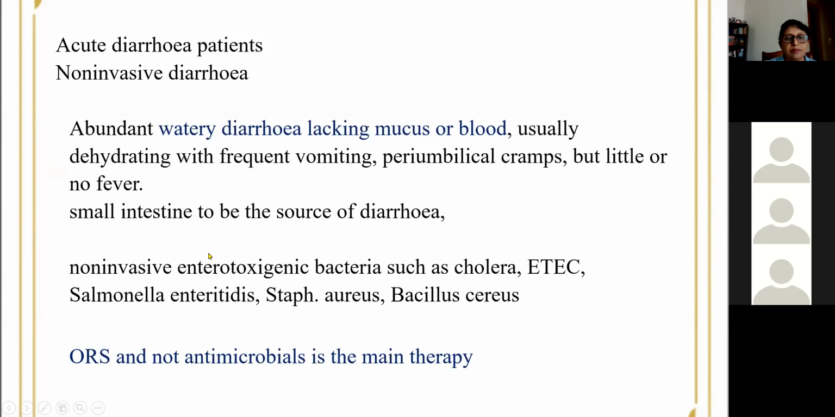This can be due to cholera or enterotoxigenic E. coli, Salmonella, Staph aureus, Bacillus cereus, etc. In such non-invasive cases, where there is no mucus, no blood, no fever, what is the treatment? Only ORS. And if there is severe dehydration, we can go for IV parenteral fluids, and we have no need of any antimicrobials.